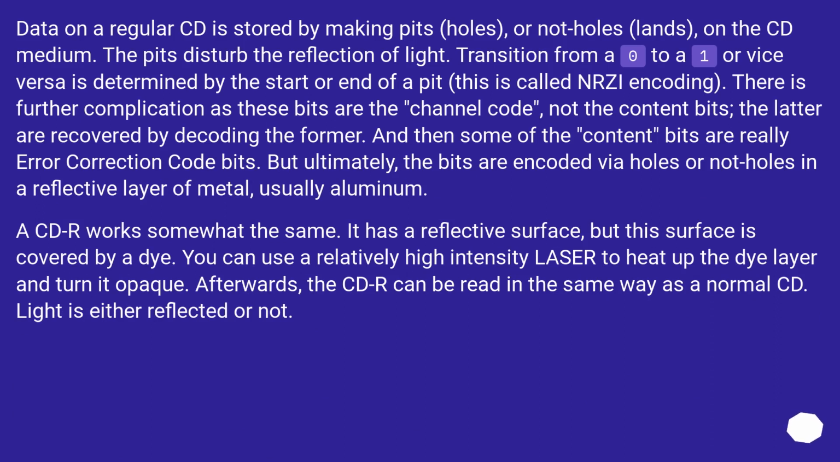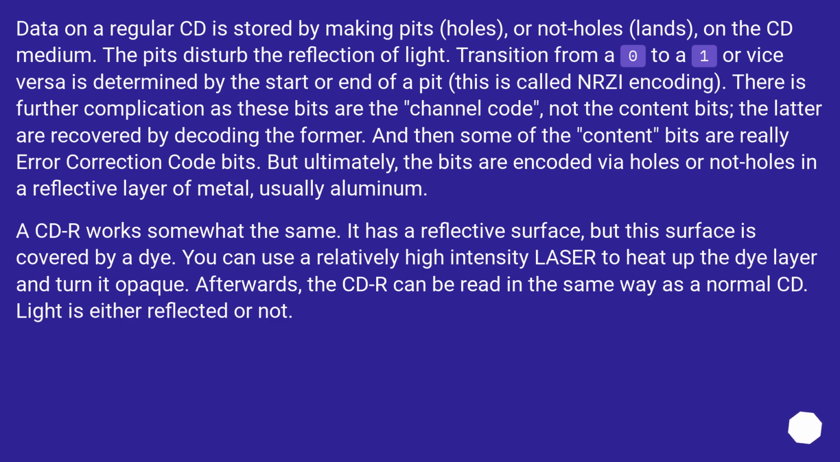Data on a regular CD is stored by making pits, holes, or not holes, lands, on the CD medium. The pits disturb the reflection of light. Transition from a 0 to a 1 or vice versa is determined by the start or end of a pit. This is called latency encoding.